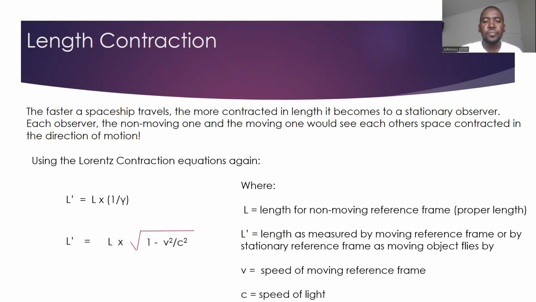So therefore, what we'll do again is use our Lorentz factor to incorporate length. If we calculate length, then L is the length of the non-moving reference frame, which is also called the proper length. Proper length is measuring the length of something when you're stationary in reference to the object. And then L prime is the length measured from a moving reference frame. And v we know is the speed of the moving reference frame, and c is the speed of light.